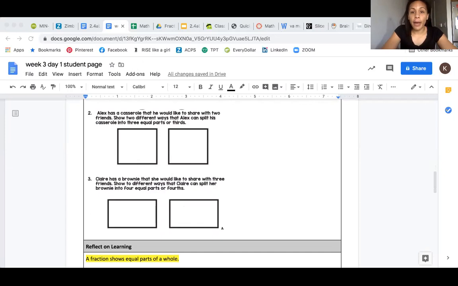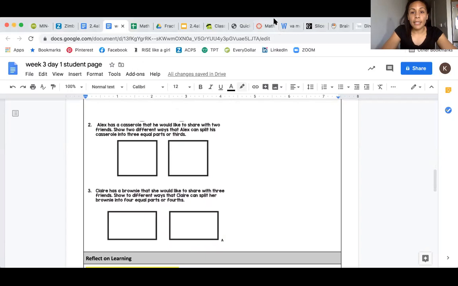Great job. Welcome back. Let's quickly go over number 3 so we can see how you did. It says, Claire has a brownie that she would like to share with 3 friends. Show 2 different ways that Claire can split her brownie into 4 equal parts or fourths. So we are making fourths here. Let's see. Maybe this would work. Do you have something like that? Great. I have 4 equal parts or fourths.